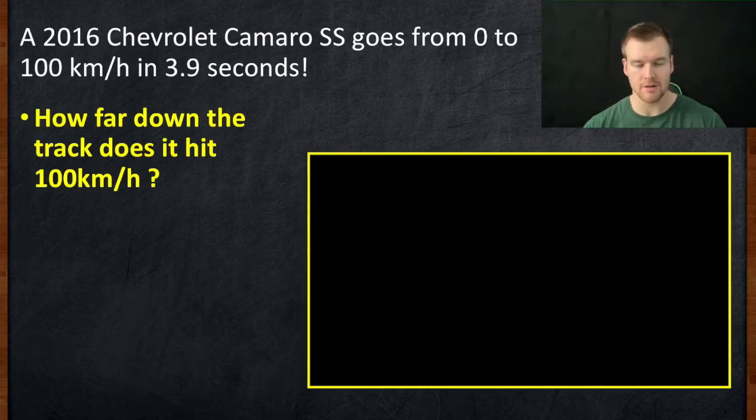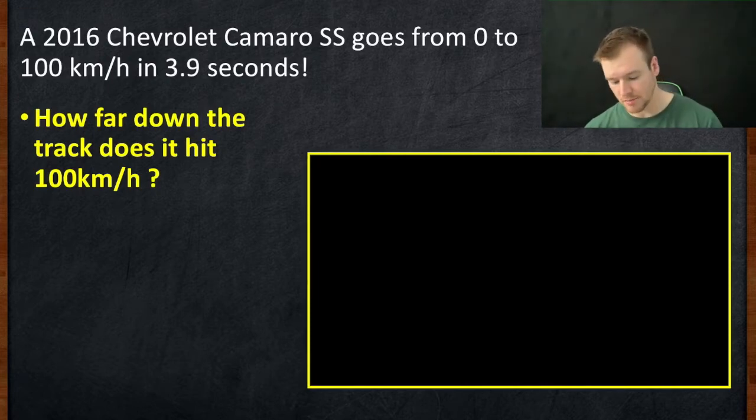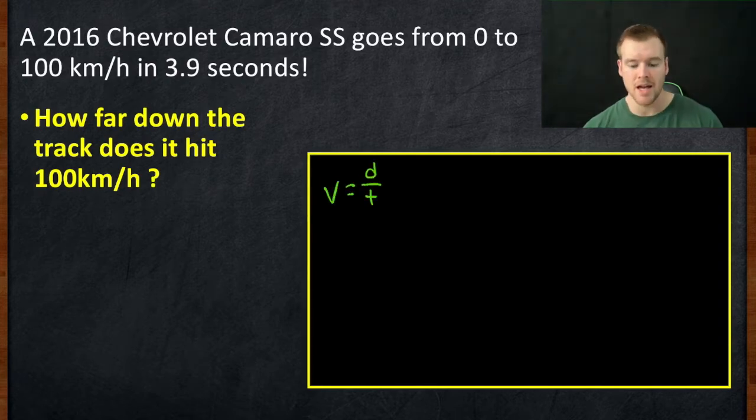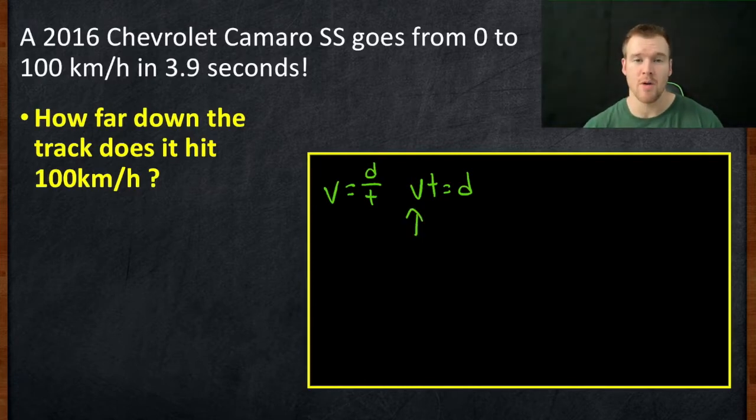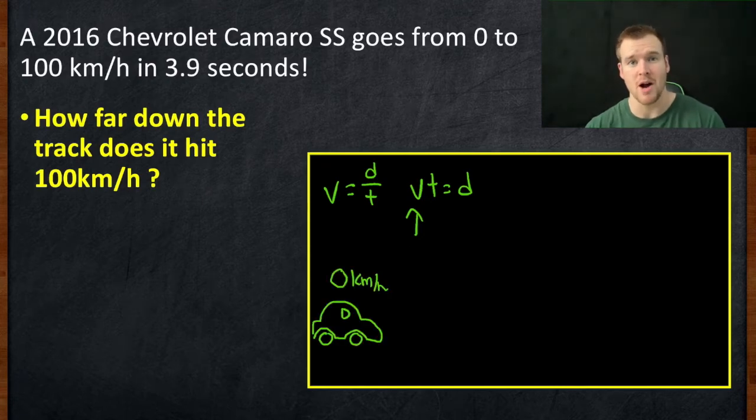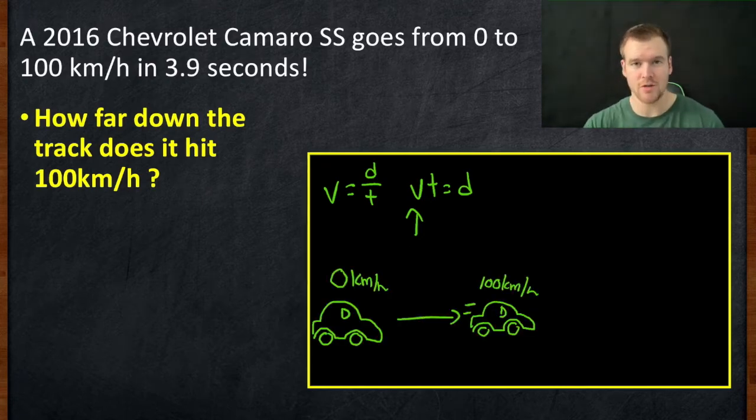So it says how far down the track, so the displacement from when it started to when it finishes at 100 kilometers per hour, what's this displacement when it reaches that speed? Well, before, the only formula we had that dealt with displacement was velocity is equal to displacement over time. If we were going to solve for displacement, we would rearrange with velocity times time is equal to displacement. But the problem that we run into is what velocity do we use? If we have a vehicle that goes from 0 kilometers per hour to 100 kilometers per hour, it changes from 0 all the way up to 100 kilometers per hour for its velocity over that displacement. So which velocity should we choose?